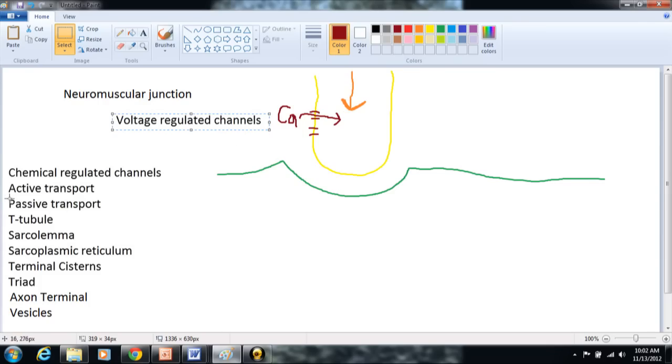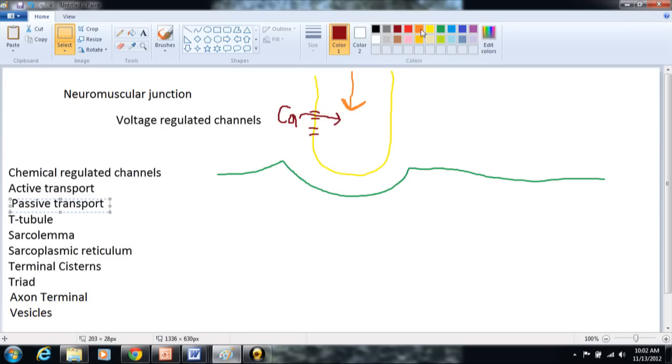And it is also passive transport. If you remember from our diagram, calcium was in greater concentration outside the cell. All this is doing is opening the channels, and then the calcium goes from greater concentration to lower concentration inside the cell. Passive transport, or also facilitated diffusion.